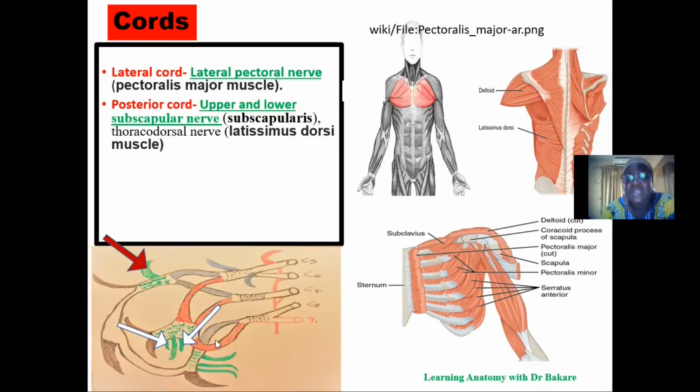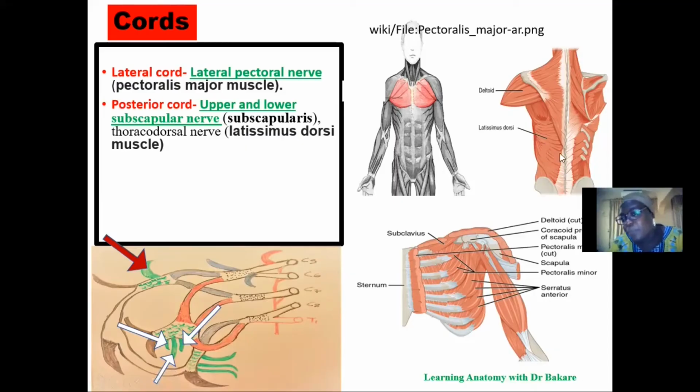lower subscapular nerve. Another nerve that emerges from the posterior cord is the thoracodorsal nerve, and this is the thoracodorsal nerve. The thoracodorsal nerve supplies the latissimus dorsi muscle. This is the latissimus dorsi muscle that forms the bulk of the back.